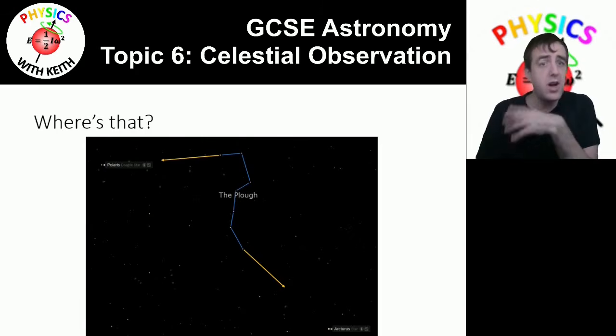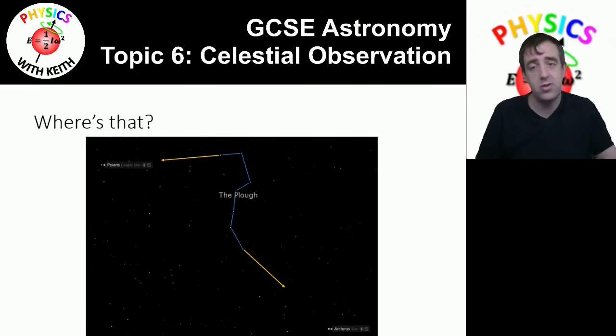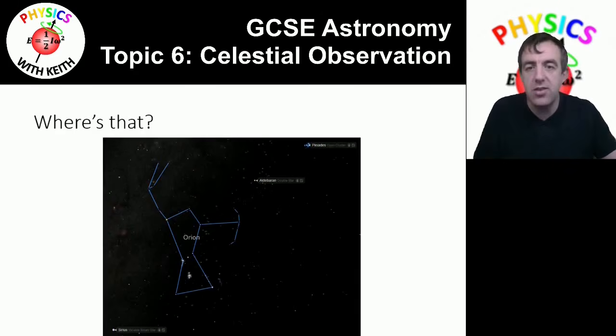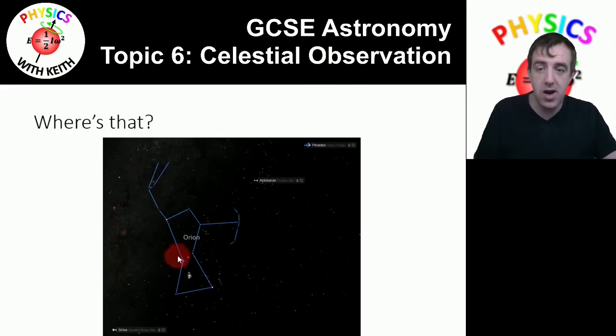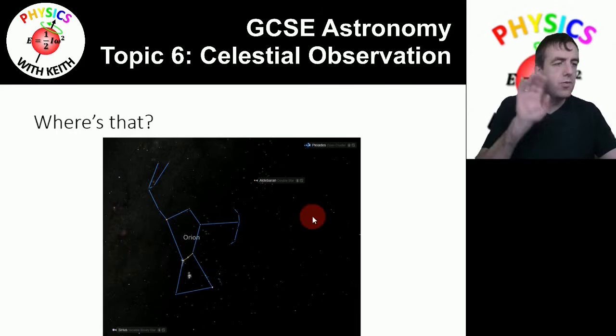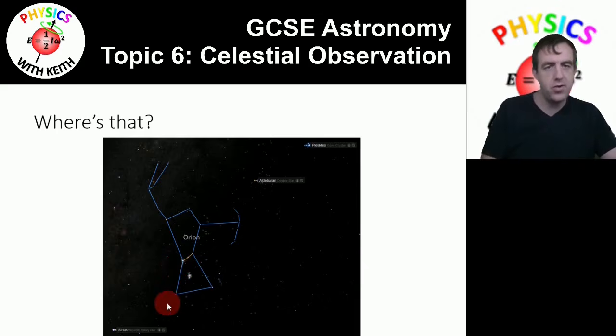But this is the sort of diagram you need to be able to reproduce. So 3 more bodies to look for in the night sky. There's Pleiades, there's Aldebaran here, and there's Sirius here. Sirius is the brightest star that you can see in the night sky. So you start from Orion, and then you look at Orion's belt. There's Orion's belt, and you can follow the line of Orion's belt in 2 different directions.